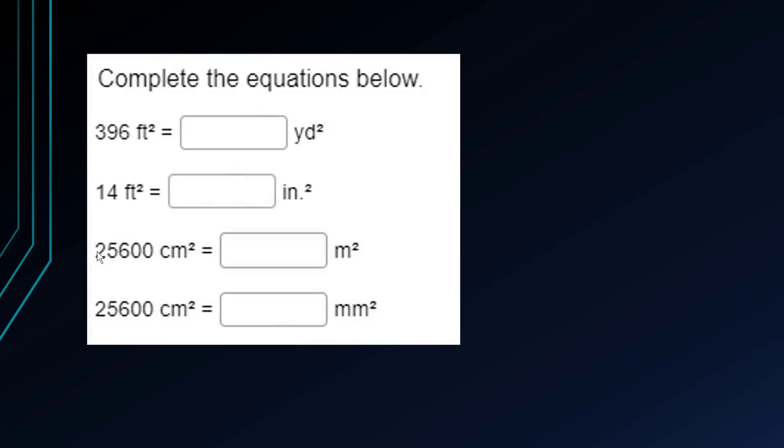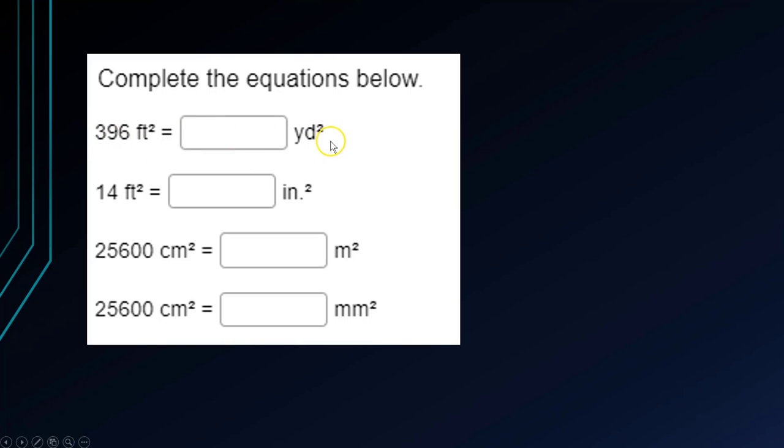For the next one, they wanted you to complete these conversions. How many square yards are in 396 square feet? For this, you have to know your basic conversions, and usually they're not going to ask you anything too difficult. Hopefully most of you know how many feet are in a yard, how many inches are in a foot, and even some of the basic metric ones like centimeters, meters, millimeters, how they relate to each other.